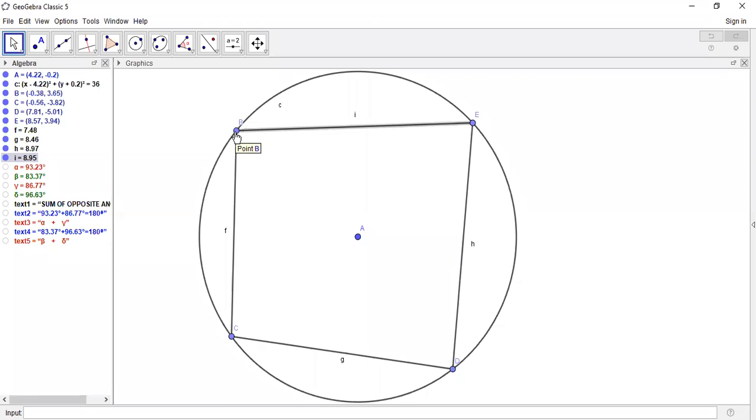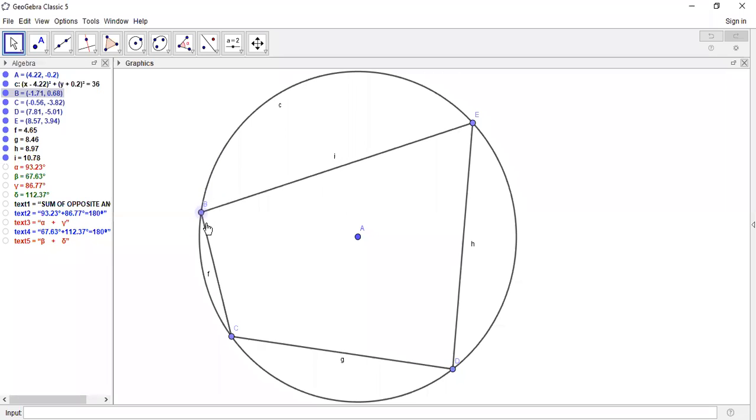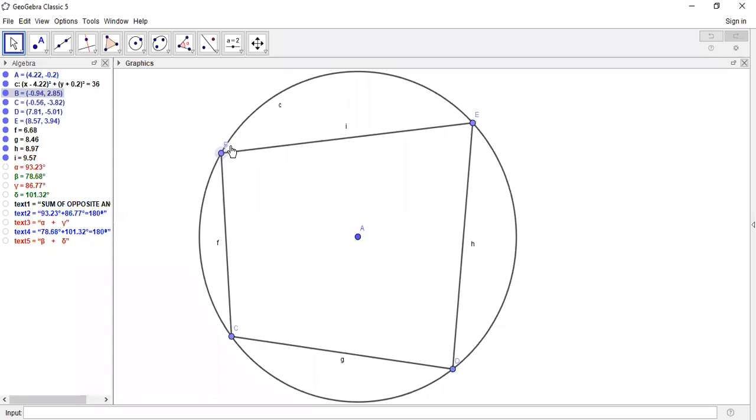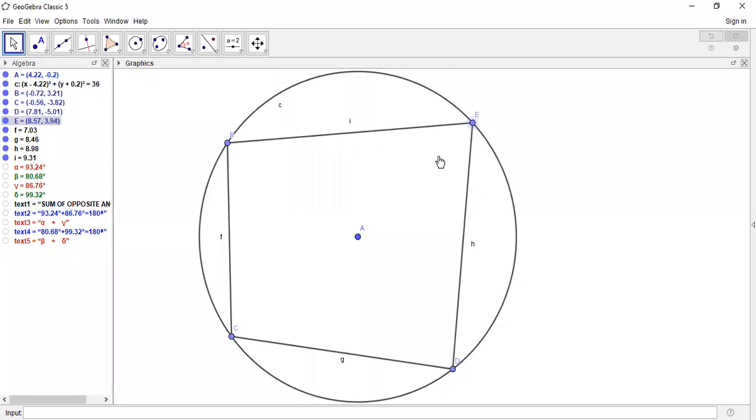Now you see, I can move this. I can vary the shape of this quadrilateral. I can move all the 4 points. I made it in such a way that animation is possible on this quadrilateral. I can shape the quadrilateral in any way.